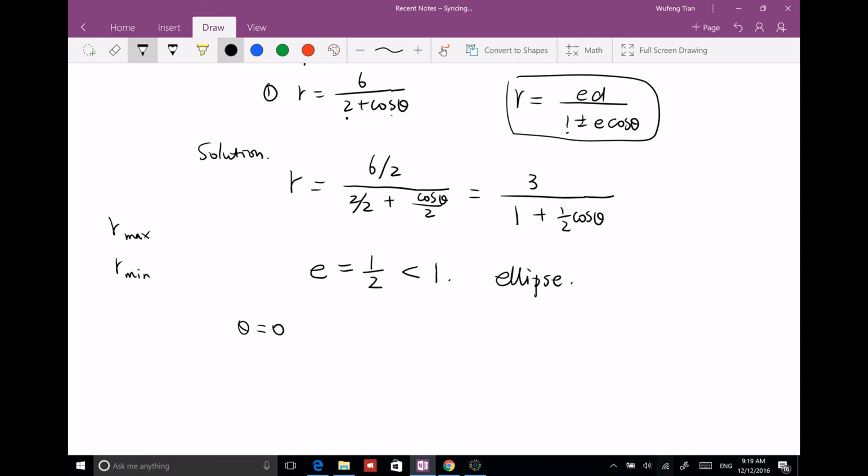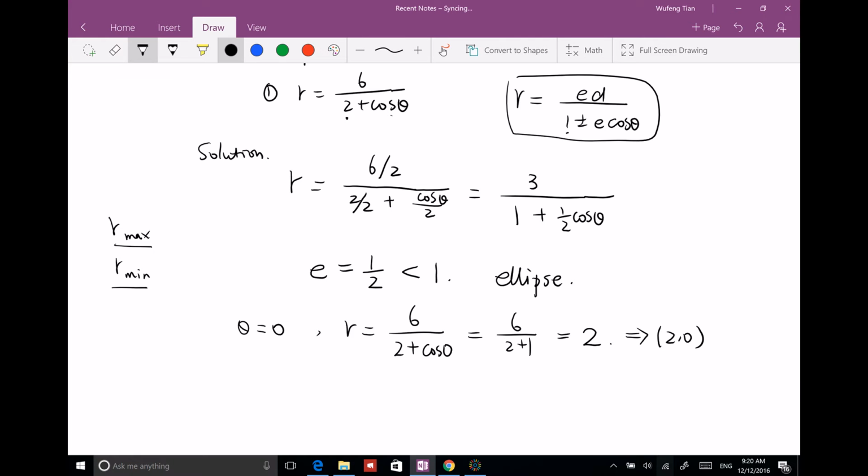So first we look at the r minimum. Well, r maximum is either one. When theta equals 0, you get r equals 6 over 2 plus cosine 0, which is 6 over 2 plus 1. Because cosine is maximum, 6 over 3 is going to be 2. r equals 2, so the point is 2, 0.